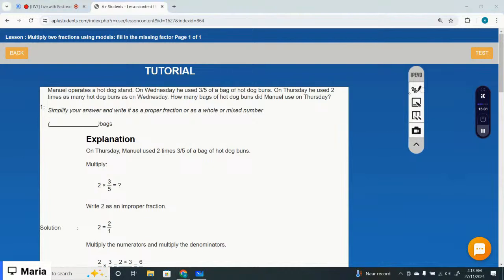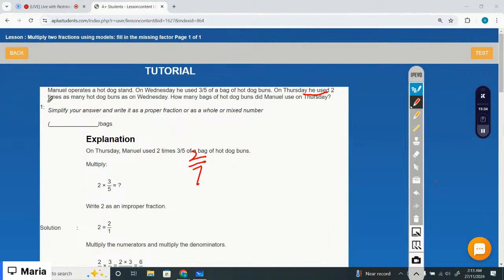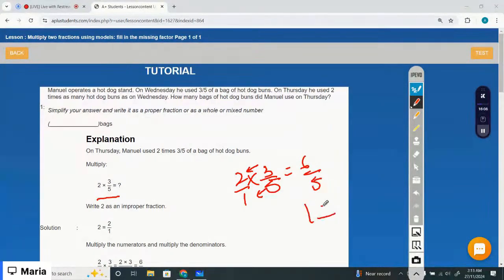So you are given, just read this line. On Thursday, he used two times as many hot dog buns as on Wednesday, and on Wednesday he used 3/5, right? So that means on Thursday he used 2 times 3 by 5. So just multiply 2 times 3 by 5, where 2 has denominator 1. Numerator times numerator, denominator times denominator. 2 times 3 is 6 and 5 times 1 is 5. That is 6 over 5. You can divide because the numerator is greater than the denominator. That is 1 whole 1 over 5. The correct option is.